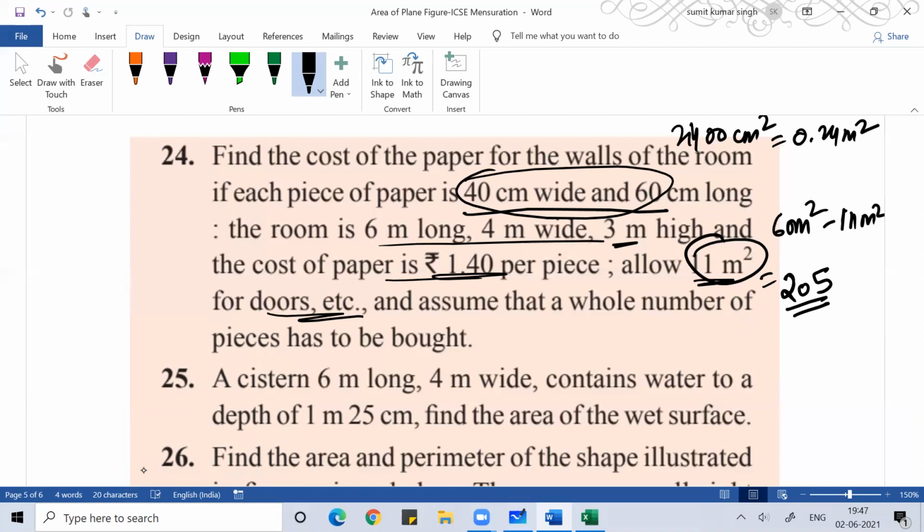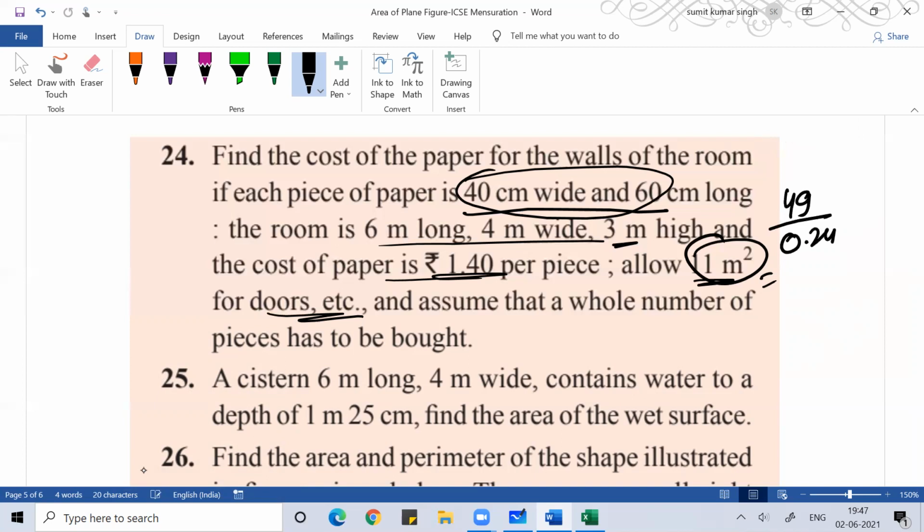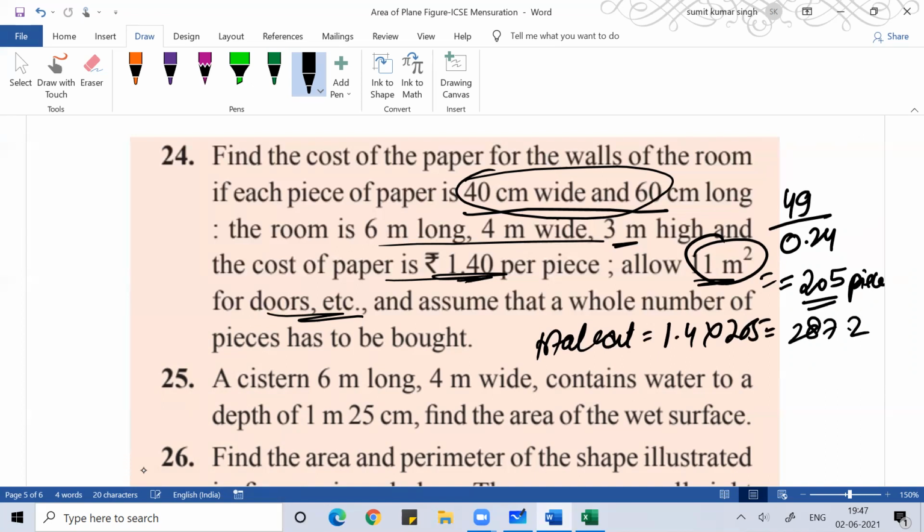So I was doing it directly, so you will get per piece. How will you get the number of pieces? The number of pieces would be 49 divided by 0.24. You need a whole number of pieces, so you rounded there, and how much did you get? Sir, I got 204.17, so I rounded up to 205. Okay, so you rounded up, you got 205 pieces, and one piece costs 1.4 rupees. So your total cost will be 1.4 into 205. And how much did you get? 287 rupees. That is it. Yes, sir.